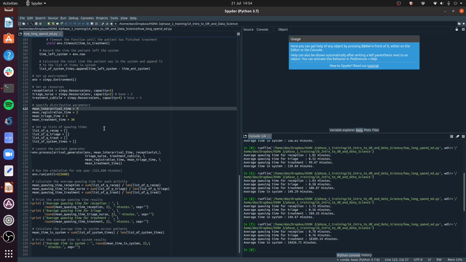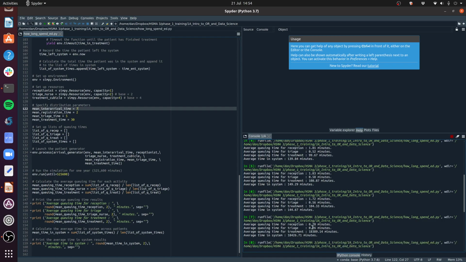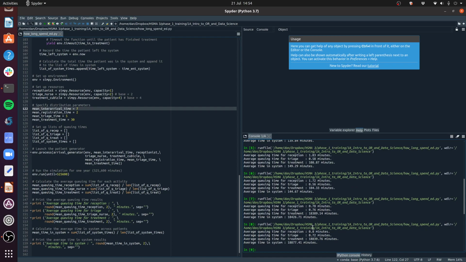So let's run that and see what happens. My goodness, look at the impact that's had on the system. Suddenly we've got an average time in the system of over 18,426 minutes. That's a huge difference to what we were seeing before. Now, of course, it could be an extremely bad run of luck. So let's run that again and see what sort of results we get. No, it seems to be the case.